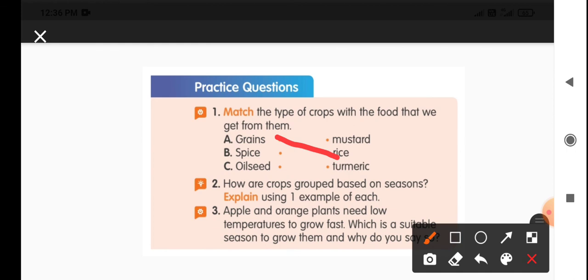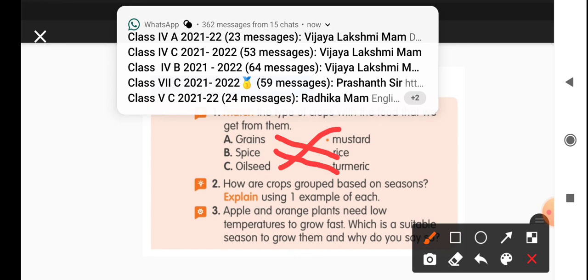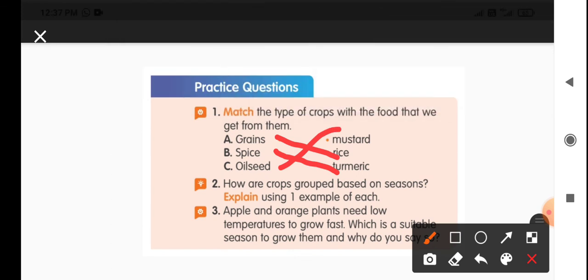And is mustard a spice or is turmeric a spice? Turmeric is used as a spice and mustard is an oil seed. Okay, now the next one, how are crops grouped based on seasons? I just explained this to you. This answer you can write in your classwork, children.